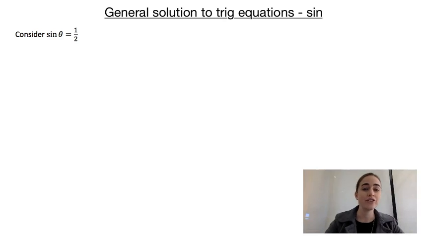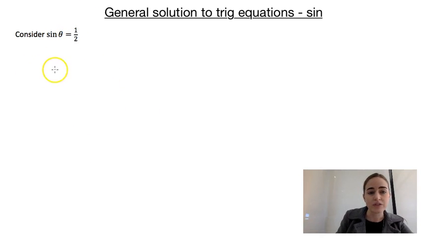In this video, I want to have a look at general solutions to trig equations involving sine. We're going to derive this general solution in a very similar way to how we did for equations involving cos. We're going to start off by looking at the equation sine theta equals a half. So if we've got sine theta equals a half, we could start off by drawing our all stations to central diagram.